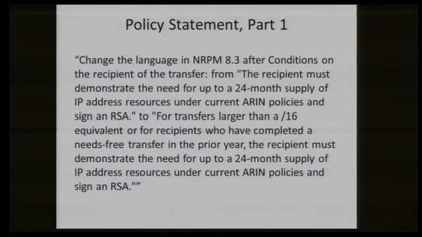Oh, so there we go. For transfers larger than /16, et cetera, they must demonstrate need and sign an RSA. The problem is that if you just do that rename, it also means that transfers /16 and smaller no longer need to sign an RSA. So just one technical note, I'd recommend we move the must sign an RSA to its own separate bullet, because I believe we all agree that an RSA needs to be signed, regardless of the size of transfer. Noted.